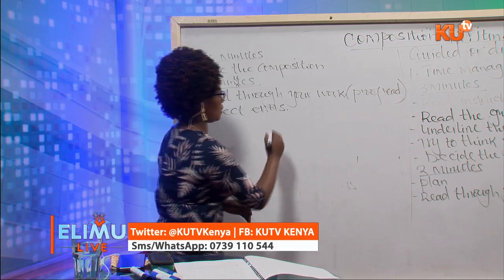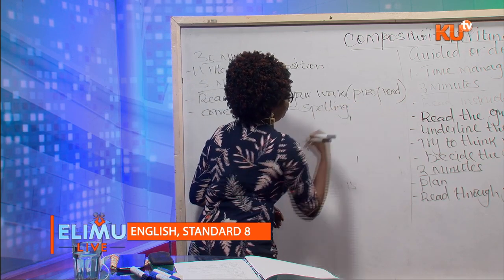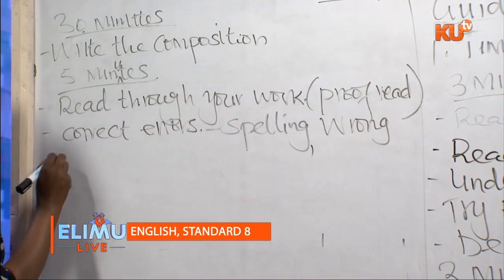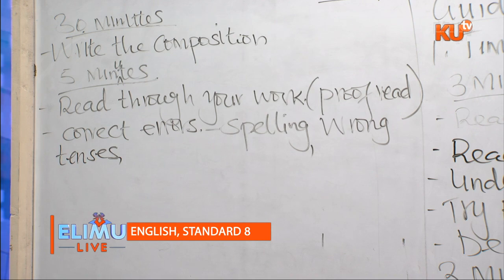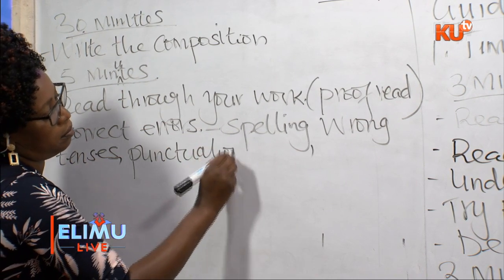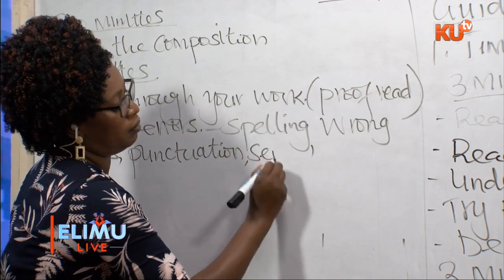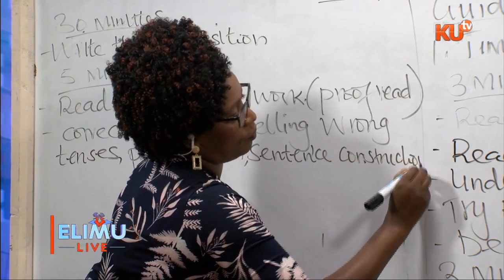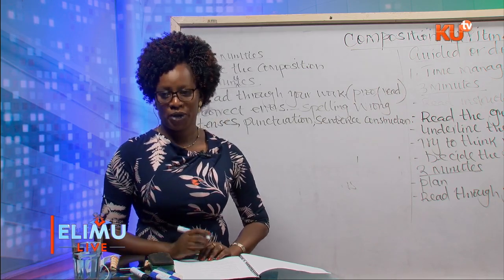So we give examples of these errors. We have talked of errors of spelling, errors of tenses, wrong tenses that you could have made, errors of punctuation, or even errors of sentence construction. All right? I hope we are together.